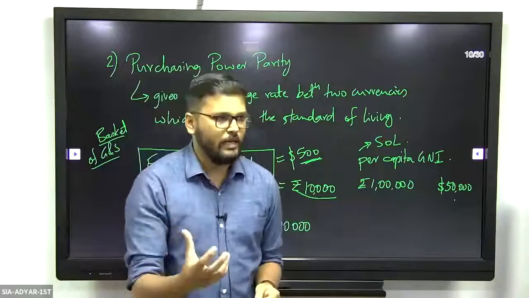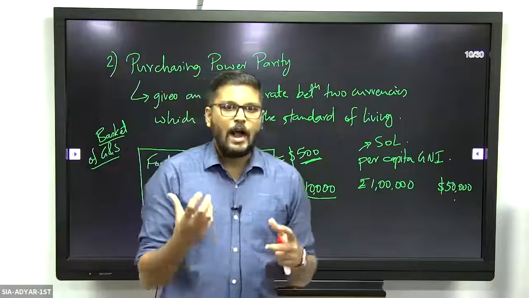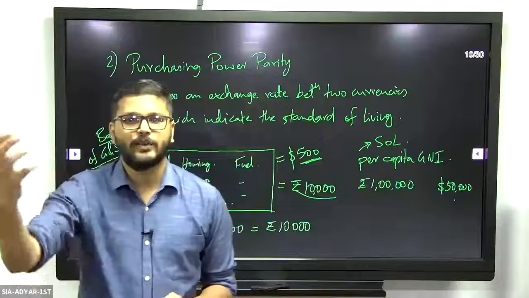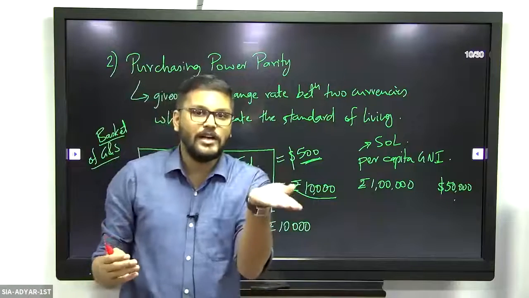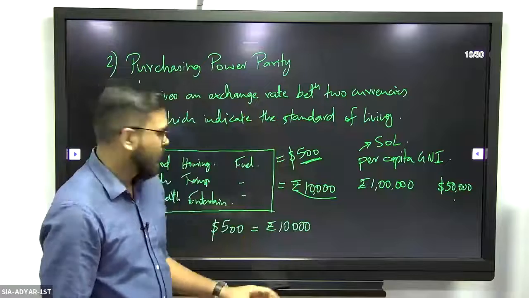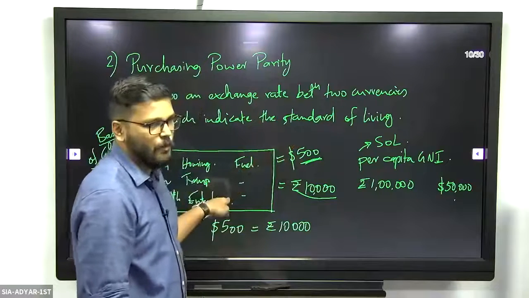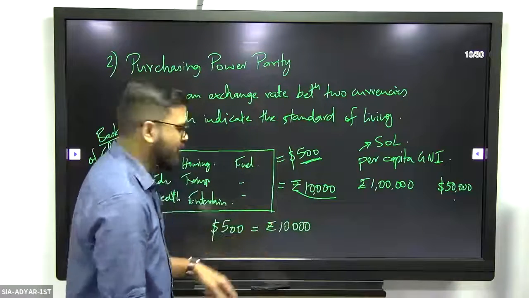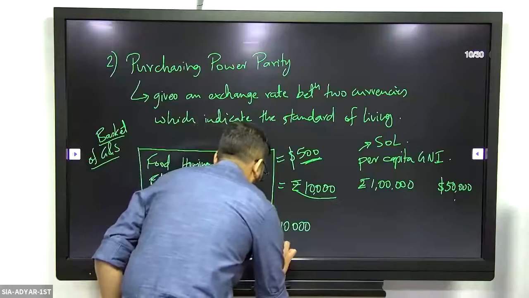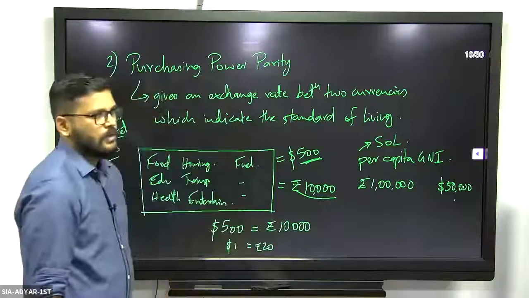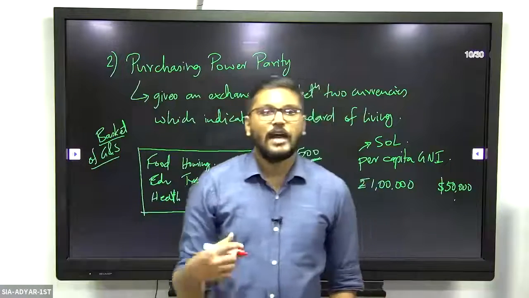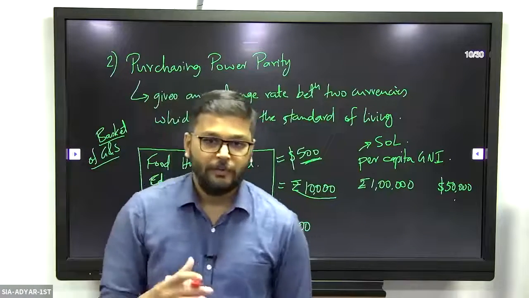What can I do with my money? What can I purchase with my money? Whatever an American can purchase with $500, an Indian can purchase with 10,000 rupees, which means at $500 equal to 10,000 rupees, there is a parity in their purchasing power. With this money, they can both buy the same commodity, which means this is the rate at which there is a parity, which eventually comes down to $1 equal to 20 rupees. So we have arrived at an exchange rate with which we cannot convert.